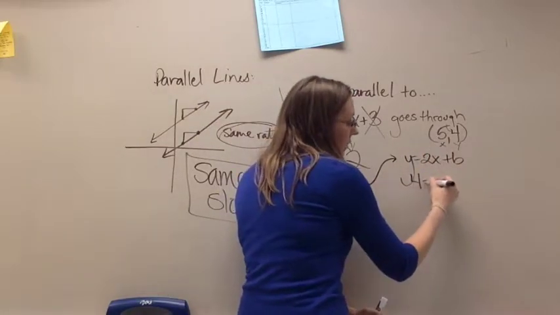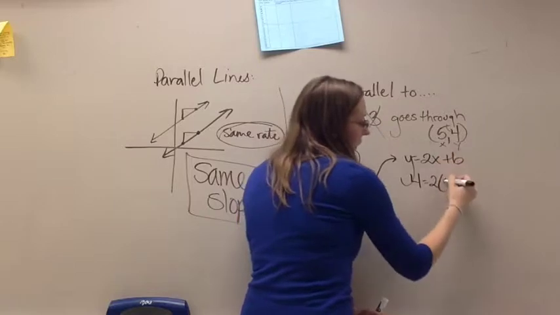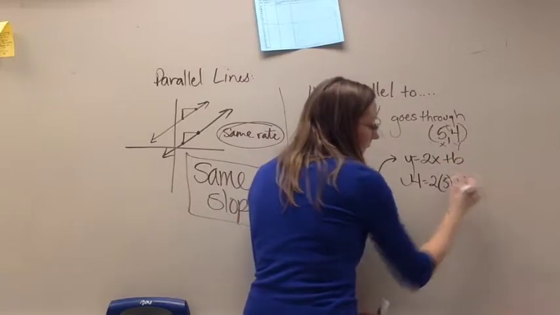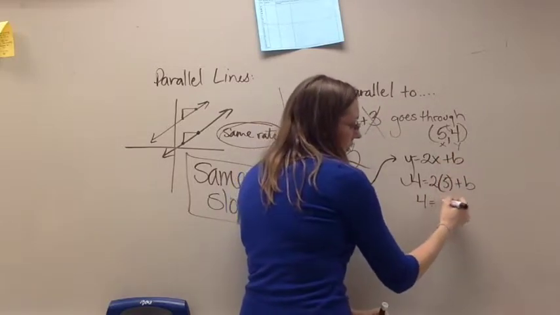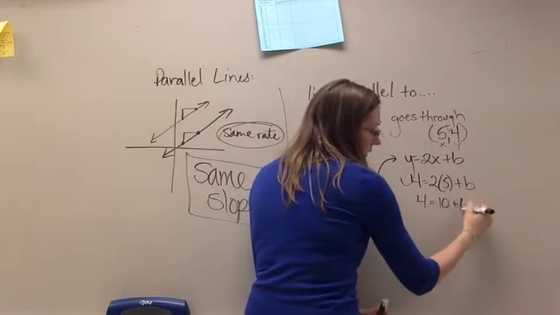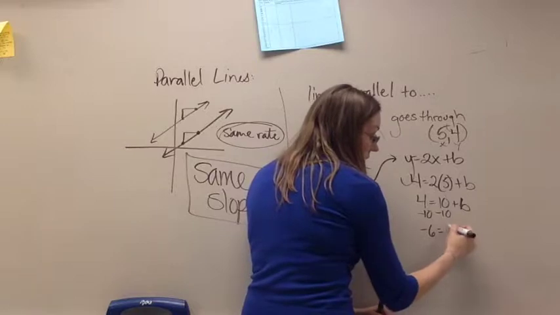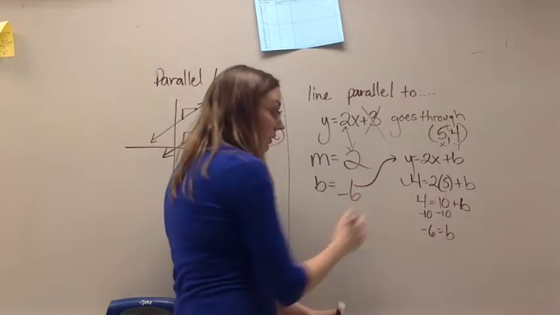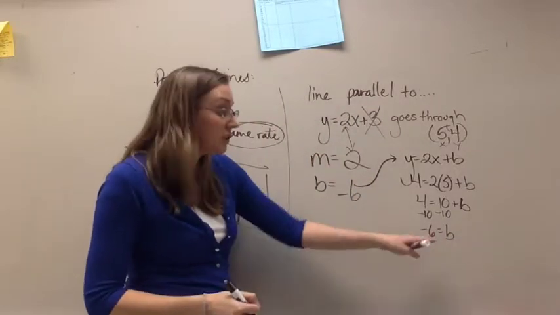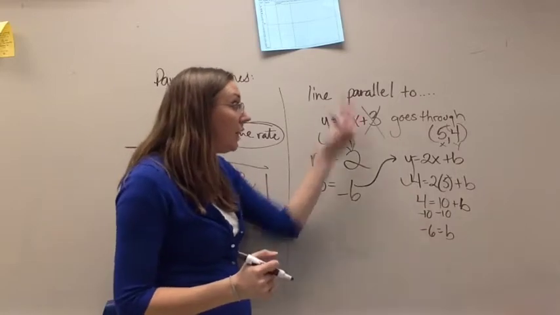So I'll have 4 equals 2 times 5 plus b. I multiply those. 4 equals 10 plus b. Subtract 10 to get my b alone. I get negative 6 equals b, and that's it, negative 6. Okay? This is not new. We've been doing this.